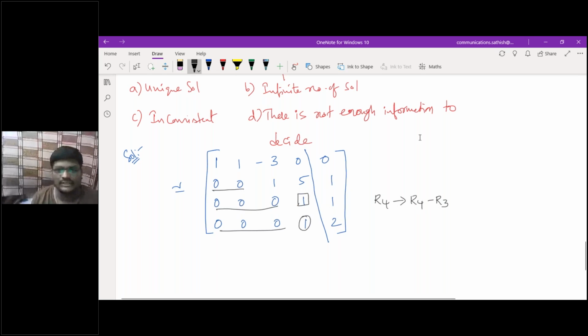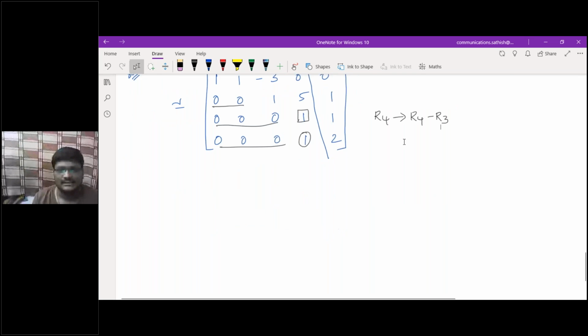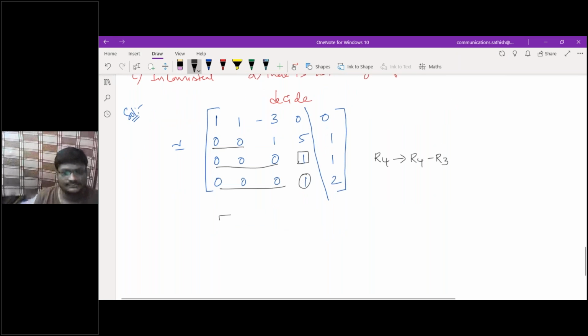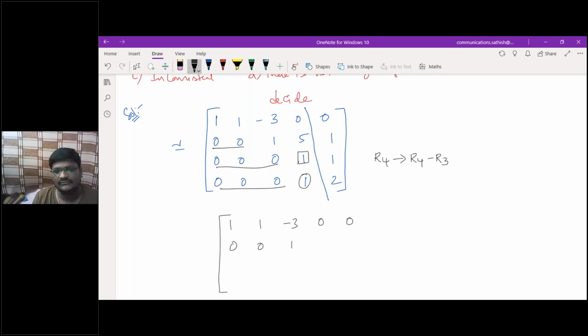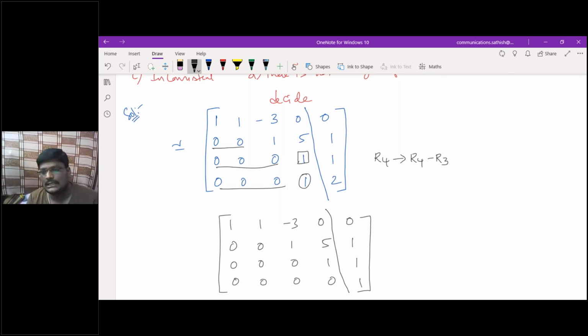Then if I do that, what will I get? 1 1 minus 3 0 1 0 0 0 0 0 0 1 0 1, 0 0 0 0 0 0 1 1, 0 0 0 1. Yeah, that's it. This is the part now. Am I correct? Yes, sir.